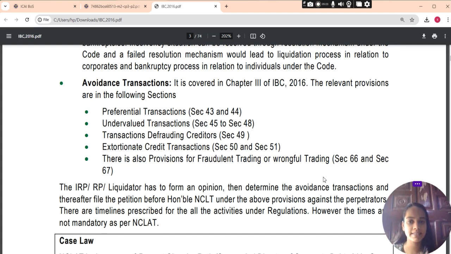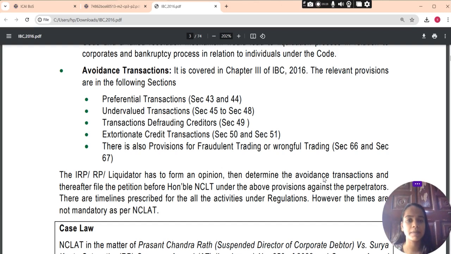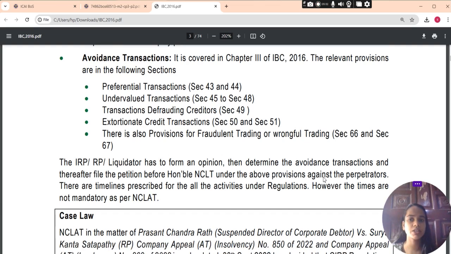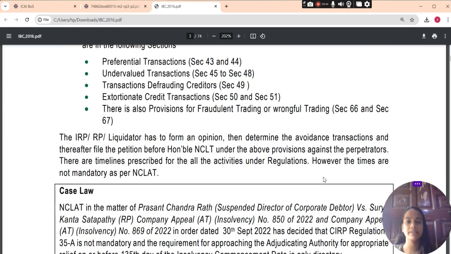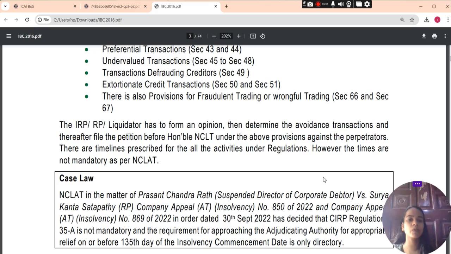Then comes the avoidance transaction. It is covered in Chapter 3 of IBC 2016. The relevant provisions are in the following sections. There will be the preferential transactions, section 43 and 44, undervalue transactions, section 45 to 48, transactions defrauding creditors, section 49, extortionate credit transactions, section 50 and 51. There is also provision for fraudulent trading or wrongful trading, section 66 and section 67.